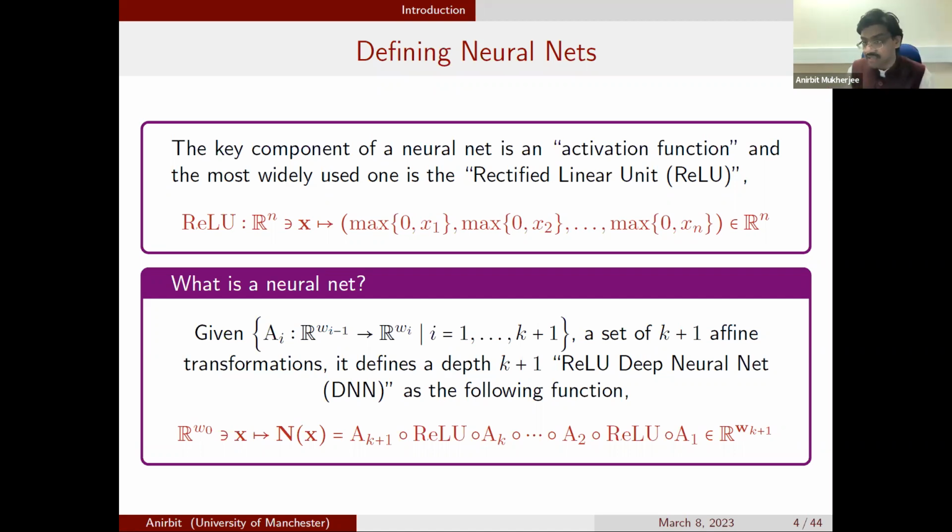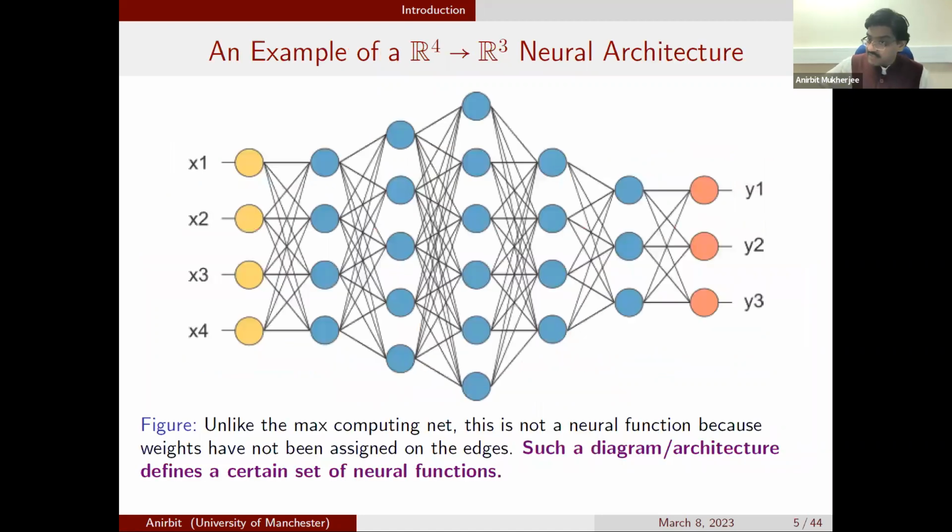The width is the largest inner dimension. So there are k plus 1 affine transforms here, and the largest inner dimension is called the width of the neural network. And we don't assign weights to the edges of the graph. For example, what you see on the screen is a potential R4 to R3 map with the edge weights not yet assigned. In such a situation, this architecture is to be read as a specification of a function space. So you have a whole class of functions coming out of it by every possible assignment of weights to the edges. So it's good to keep in mind how to go back and forth between architectures, which specify function spaces, and a particular neural function.